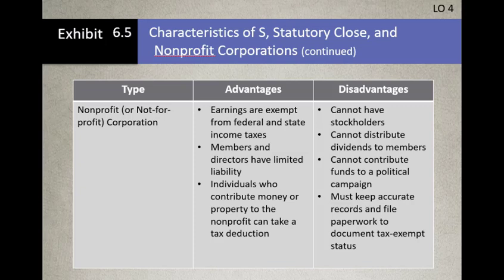Folks who contribute money to a nonprofit can get a tax deduction on that. Disadvantages: can't have stockholders, can't distribute dividends, can't contribute funds to a political campaign, and must keep accurate records and file paperwork to document tax exempt status. So there's always paperwork. In a paperless society, we still have a lot of paperwork, and that seems to be the downfall of a lot of these types of businesses, is ultimately the paperwork.